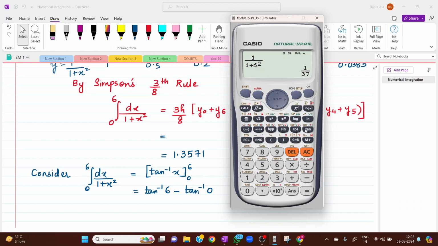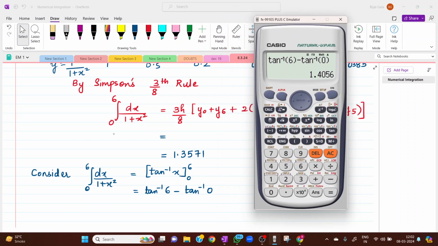I'll go for tan inverse. Tan inverse is just above tan. So tan inverse of 6 minus shift tan inverse of 0. 1.405, correct. 1.4056.